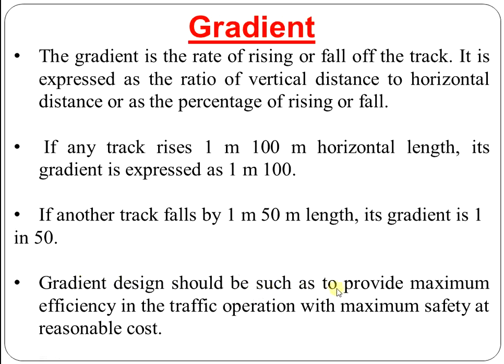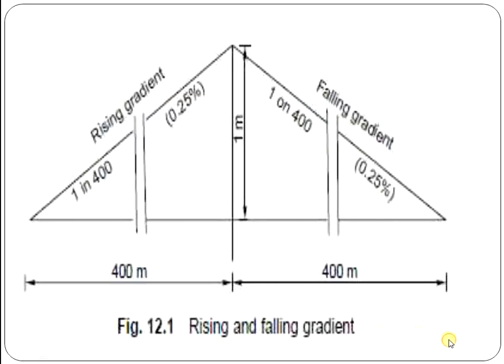The gradient design should be such as to provide maximum efficiency in the traffic operation with maximum safety at reasonable cost, the same as the geometric design of the track. This is the rising and falling gradient. Here we see that the rising gradient is 1 in 400, that is 0.25%, and this is a falling gradient, also 1 in 400, that is 0.25%. The height of the gradient is 1 meter maximum and the length is 400 meters and 400 meters.